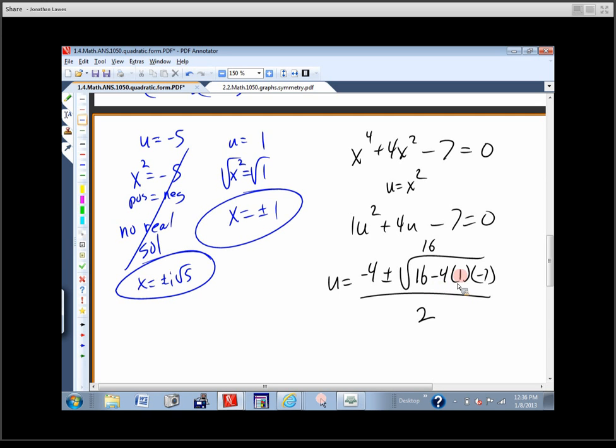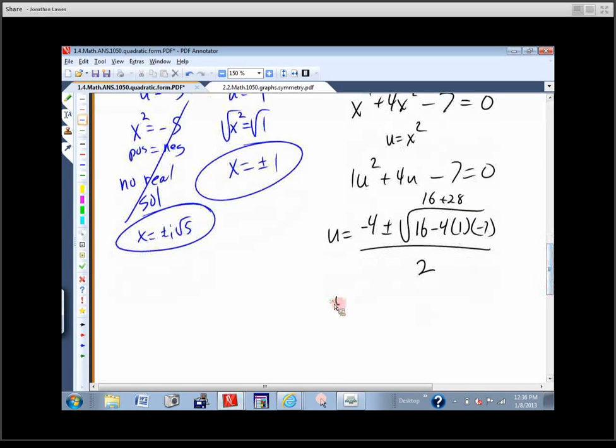Because it's a negative times a negative, so we're going to be adding 28. So here's what we've got: u equals -4 plus or minus the big square root of 16 plus 28, which is 44, all over 2.